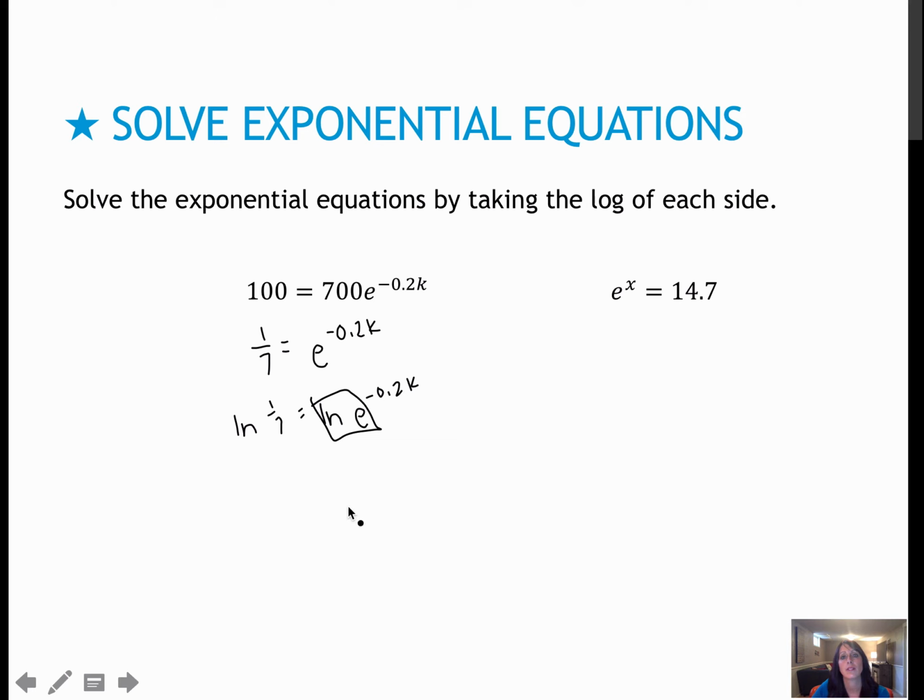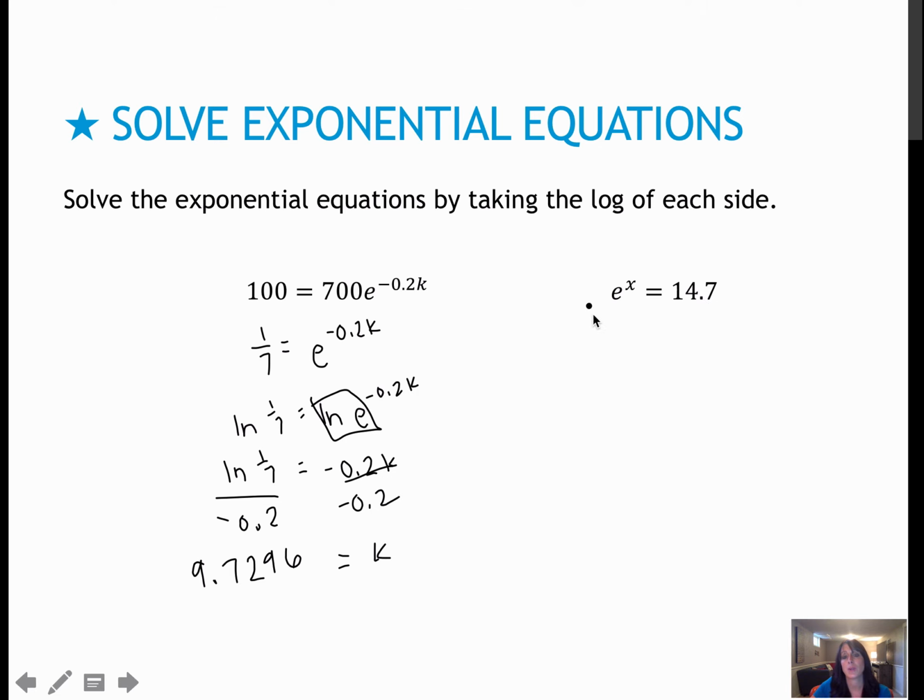This side, that stuff would cancel and just give me negative 0.2k. This side I'm going to leave it as natural log. I would then divide by negative 0.2. And then I would use my calculator to find that decimal equivalent. My decimal equivalent would be 9.7296 equals k. Again, to find that exact answer, I leave the full answer of natural log of 1/7 in my calculator before I divide it by the negative 0.2.